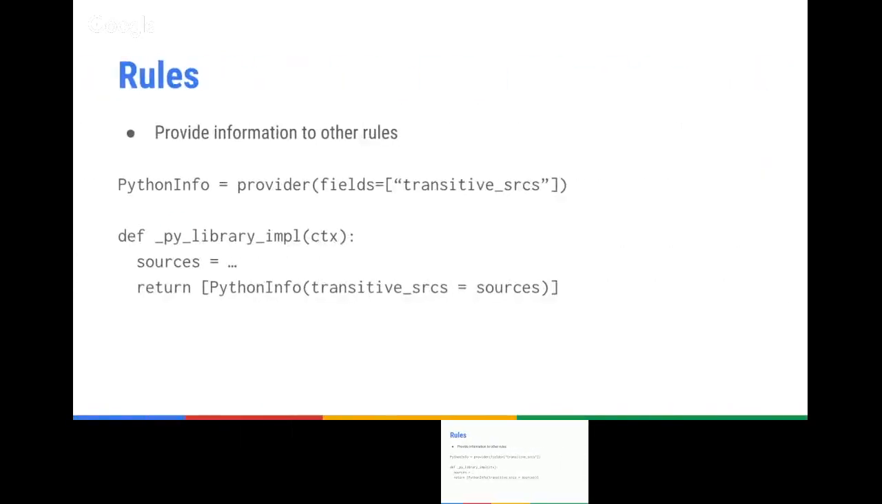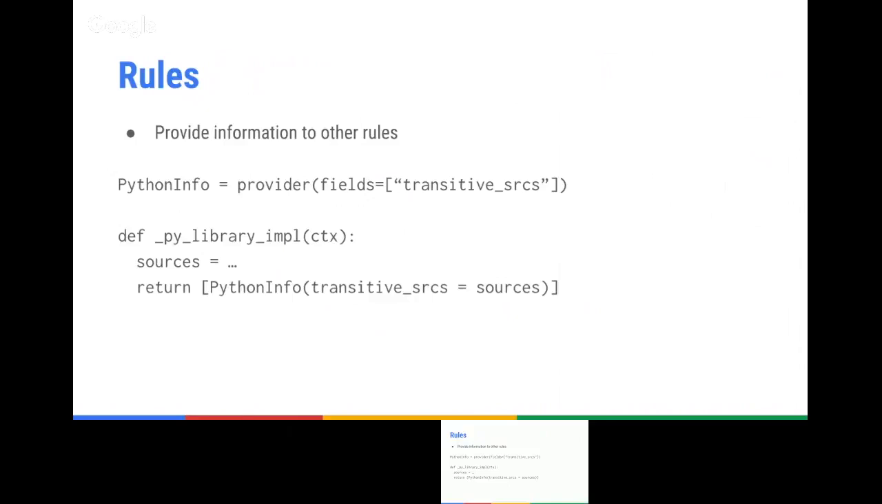And then once you have your interface, your rule can provide information to other rules, just like in the CC library example. So to provide information, we use a provider. Here we create a PyInfo and say that every PyInfo has one field, transitive sources. You could have more attributes there, and you could also document them. So instead of the list, you could have a dictionary, and each attribute has some documentation associated to it. And in your implementation function, you just return the list of everything that your function provides.